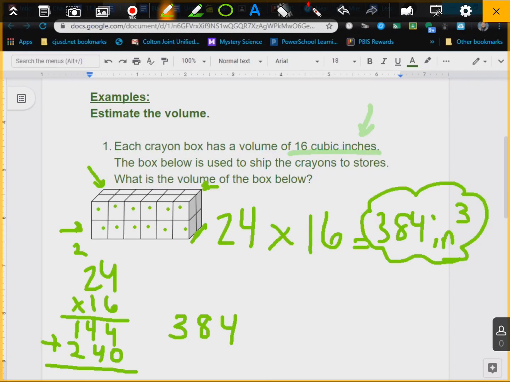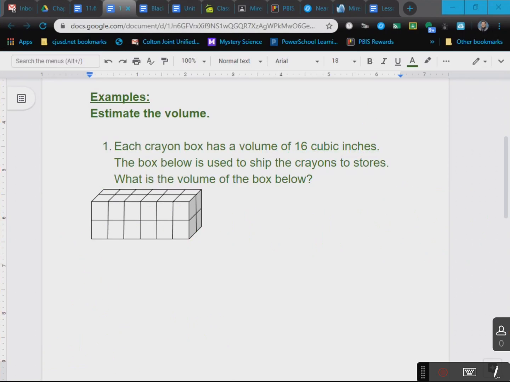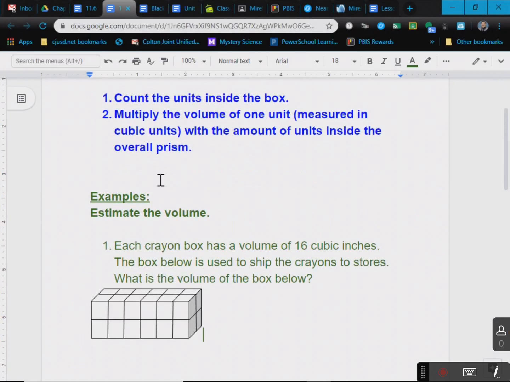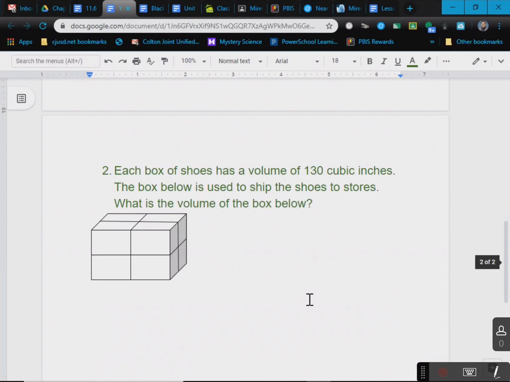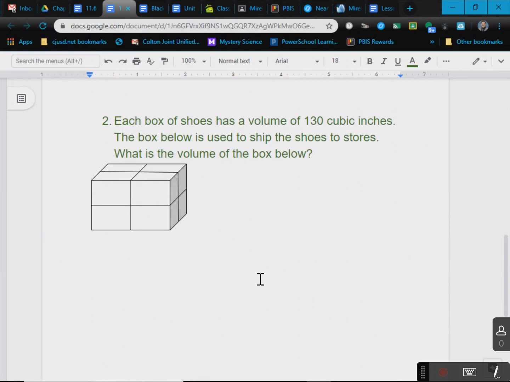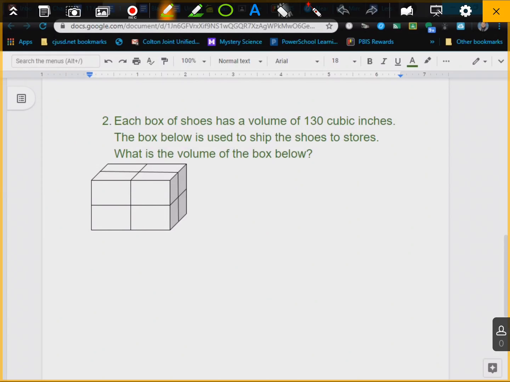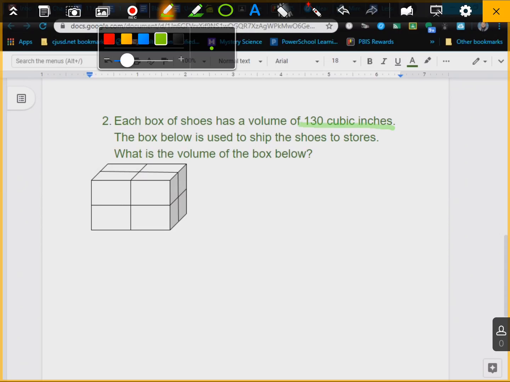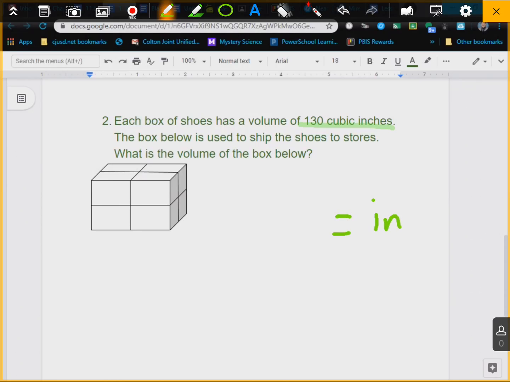Okay, once again, you want to look at how many units are in the box. And then you multiply the number of units in the box times the volume of one unit, which was in this case 16 cubic inches. So let's go ahead and do number 2. This one says each box of shoes has a volume of 130 cubic inches. So I know each one has a volume of 130 cubic inches. And I know that my answer is going to be in inches cubed.